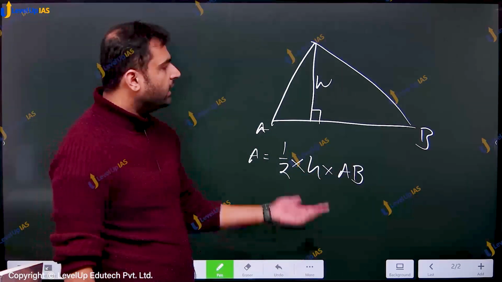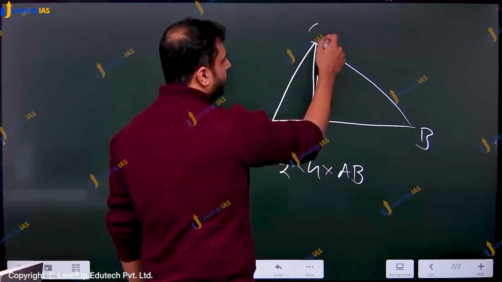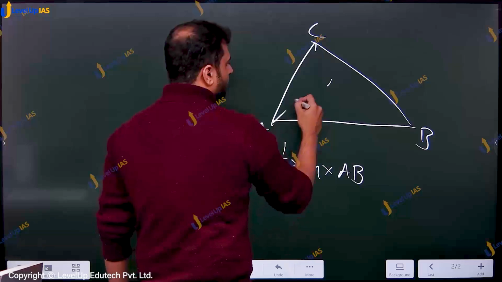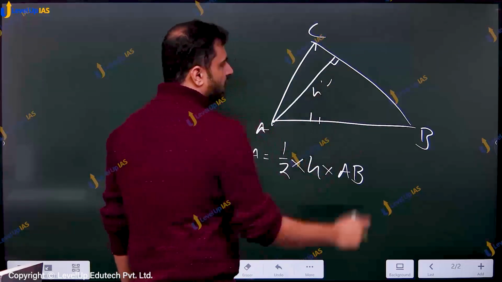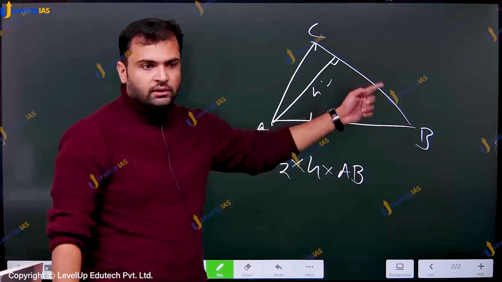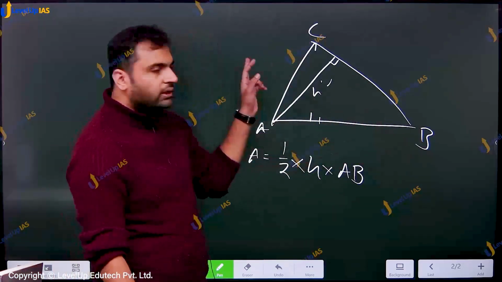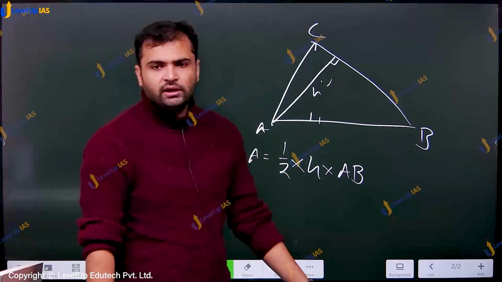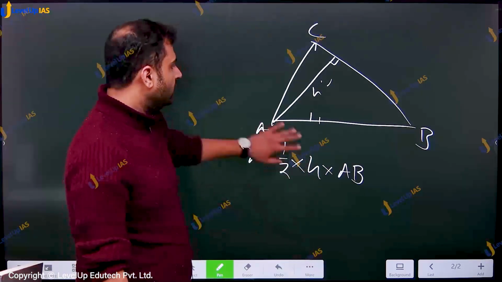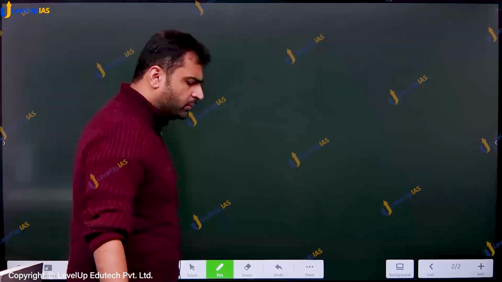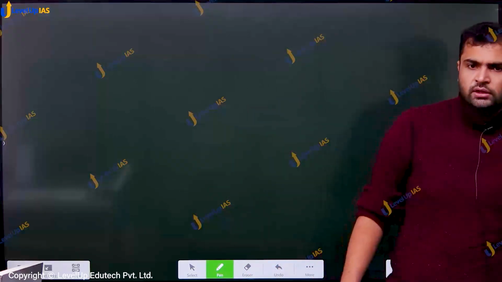You can take any side as a base. If you take this BC as a base, then you need to take this H dash as a height. If you want to take that as a base, you need to take this as a height. Half into base into height is the area of a triangle in terms of height and base. There is one more popular formula that we have studied in schools, called Heron's formula.